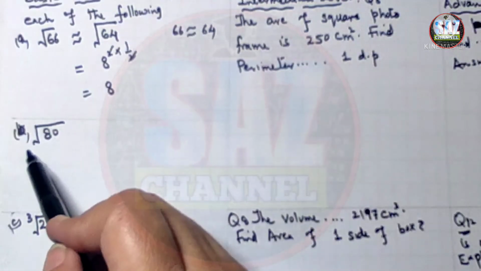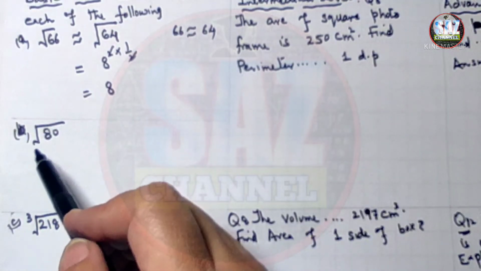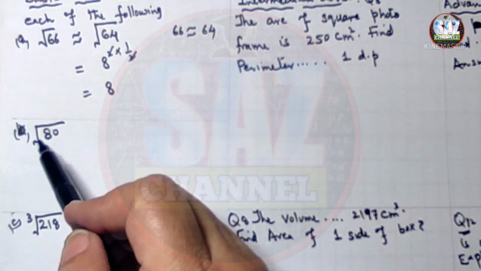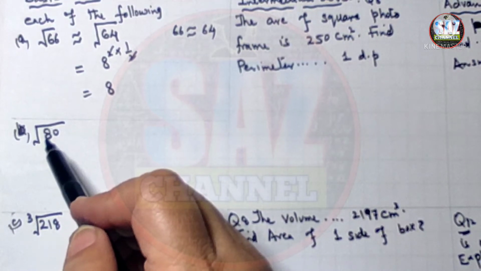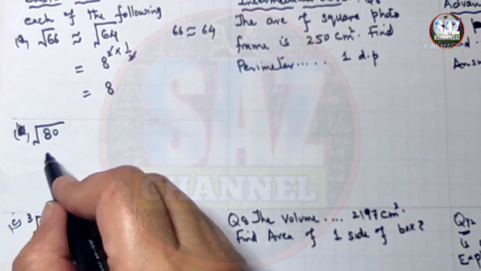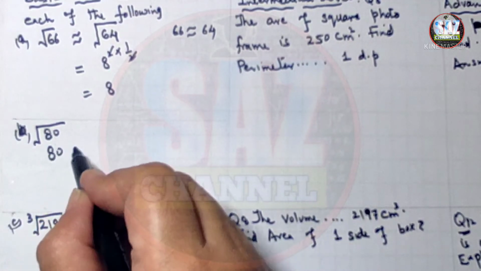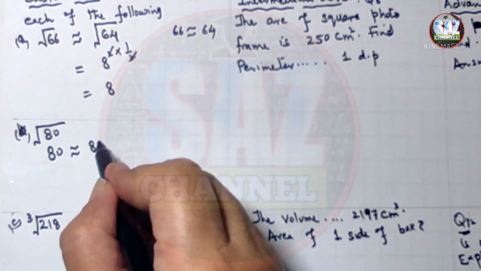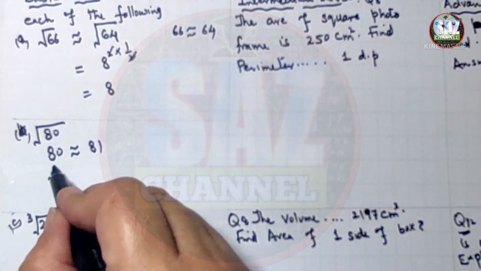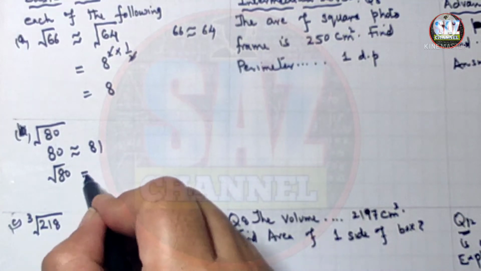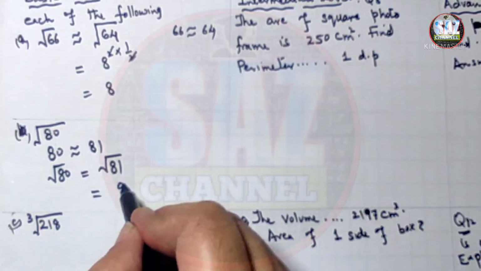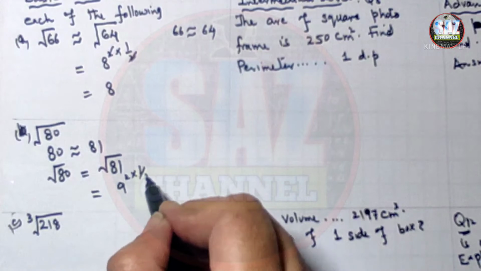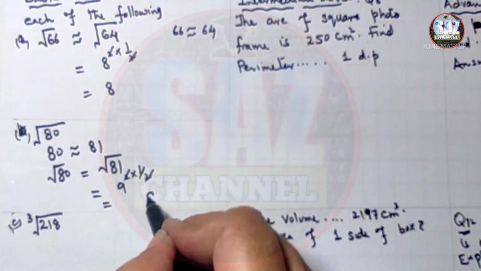Coming to square root of 80. Now think, which perfect square number is with us, whose square root can exist easily without a calculator, and that is closer to 80? It's a guess game. 80 is approximately equal to 81. Now square root of 80 will be equal to square root of 81, and 81 can be written as 9 squared raised to power 1 by 2, which is equal to 9.